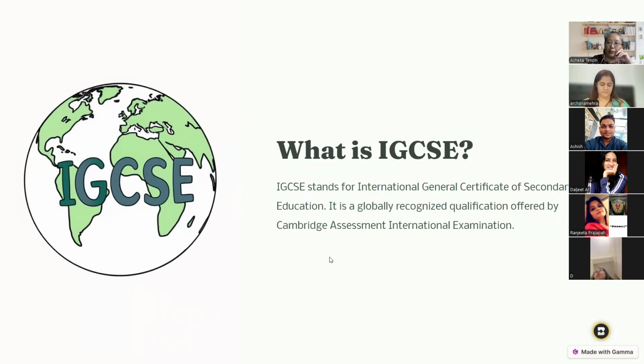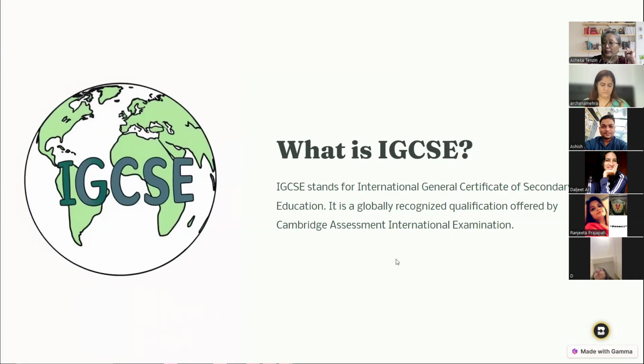And it is a globally recognized qualification, which is equivalent to grade 10 exams, and it is offered by the CAIE. So when I say CAIE, it is Cambridge Assessment International Examination. So CAIE offers the IGCSE for grade 9 and 10 students all over the world. And because it is international, that's why it is called IGCSE. Otherwise, in the UK, it is the GCSE exams. They have their own internal GCSE exams. But if the same GCSE exams are taken abroad internationally, it is called the IGCSE.